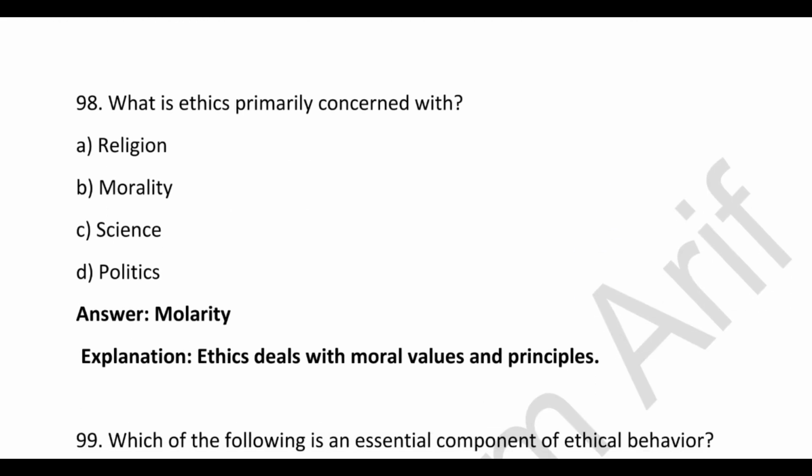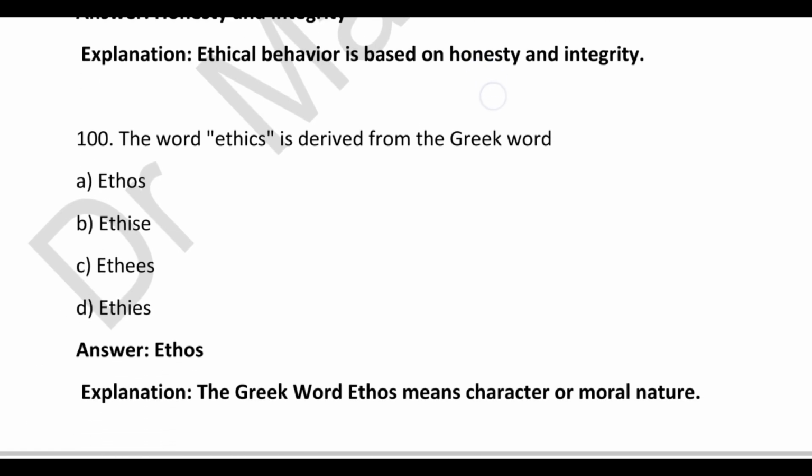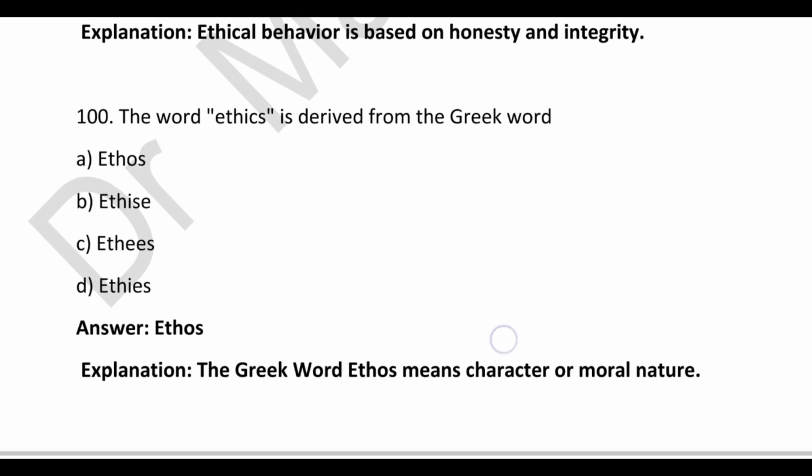What is ethics primarily concerned with? Correct answer is morality, because ethics deals more with the moral values and principles. Which of the following is an essential component of ethical behavior? Correct answer is option A, that is honesty and integrity, because ethical behavior is based on honesty and integrity. The word ethics is derived from the Greek word. Correct answer is option A, that is ethos, because the Greek word ethos means character or moral nature.